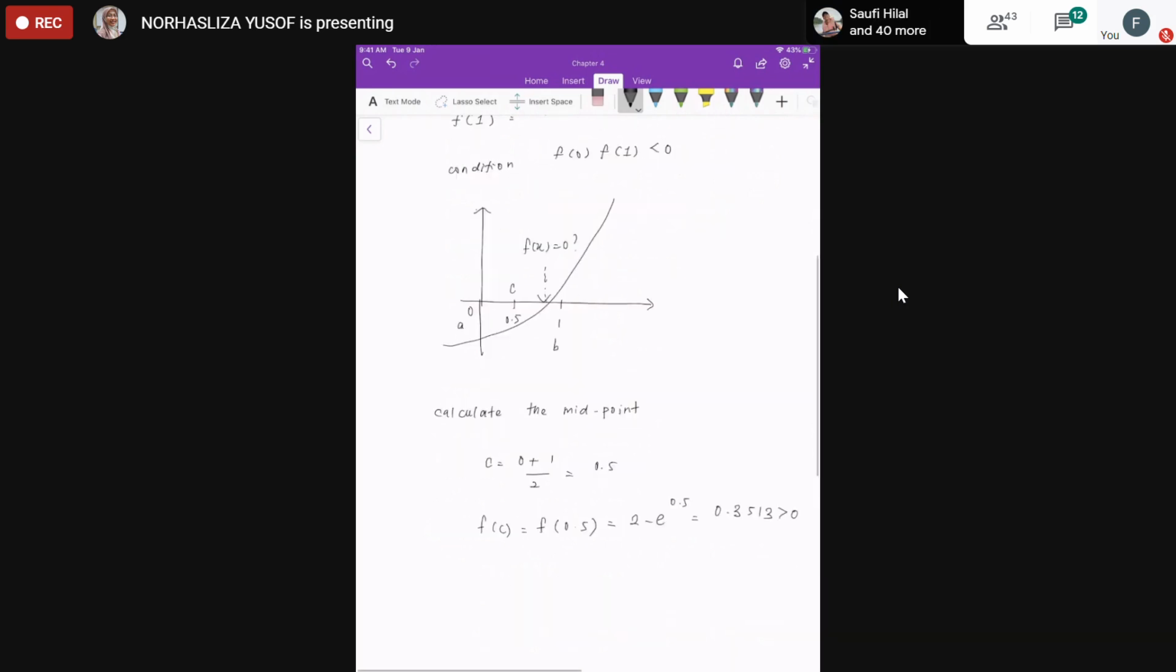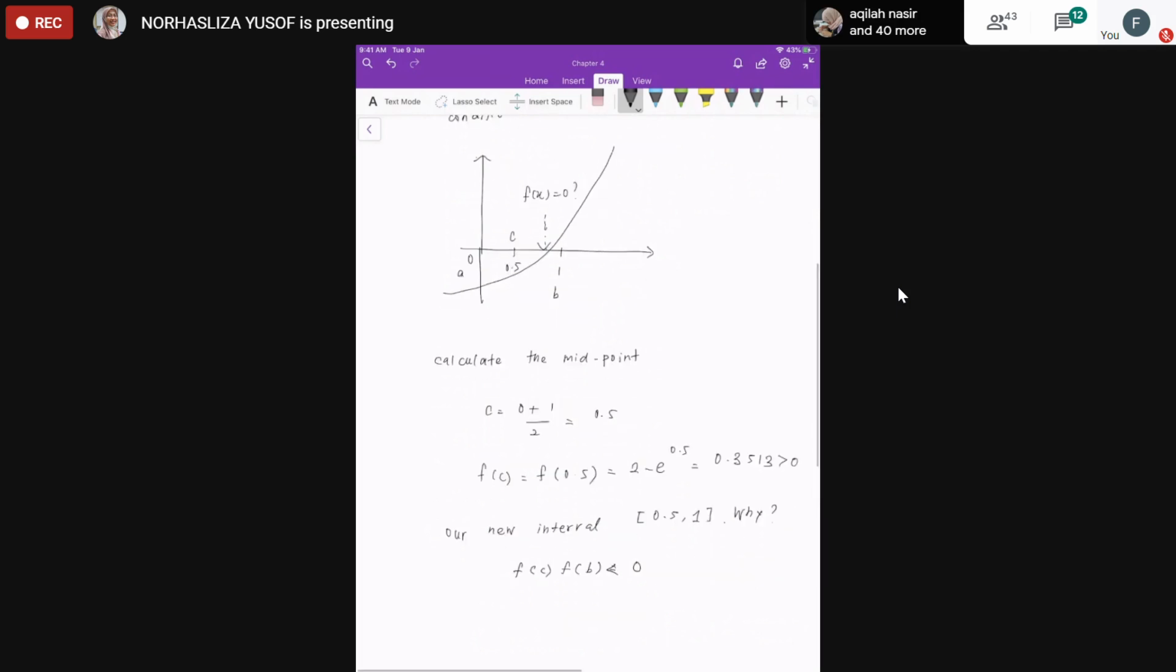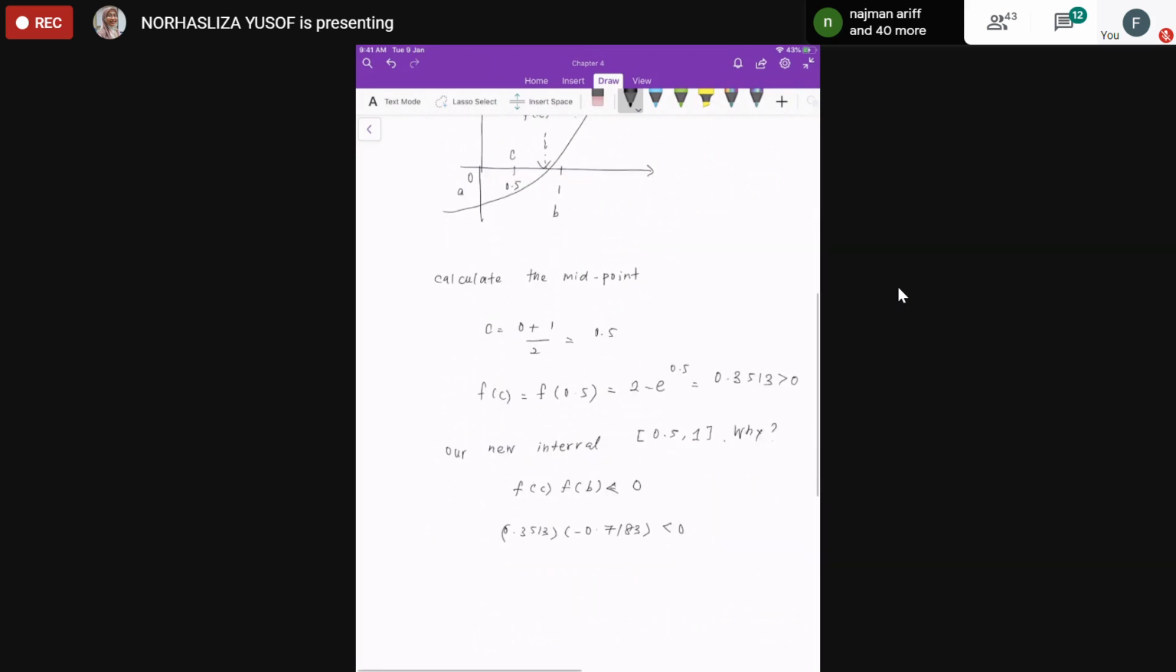So now our new interval is 0.5 and 1. Why? Because now FC times your FB is less than 0, because we have 0.3513 and also negative 0.7183, which will give you a negative value, right? So you have to do this until you get the convergence.